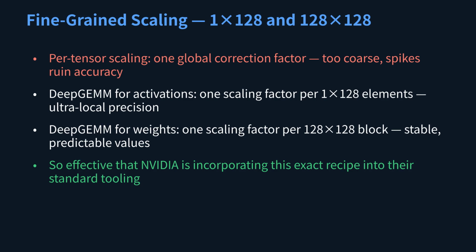For activation data, the numbers that change with each input, it applies a separate scaling factor for every 128 consecutive elements. That's a 1 by 128 tile. For model weights, which are more stable, it applies a scaling factor per 128 by 128 block. By computing these local scaling factors, DeepGEMM keeps the numbers within FP8's representable range at all times, even during the tricky moments in training when values spike unpredictably. This technique was so effective that NVIDIA itself is working on incorporating this exact recipe into their standard tooling.